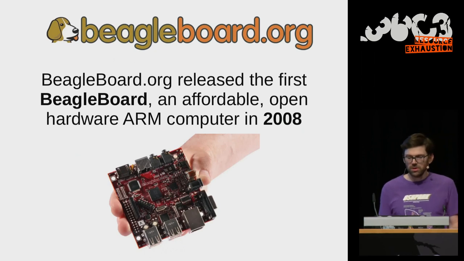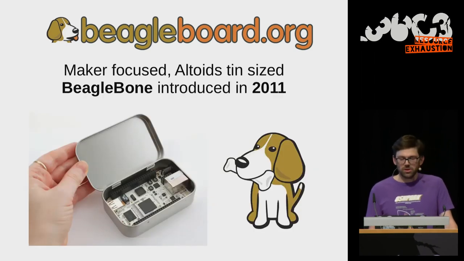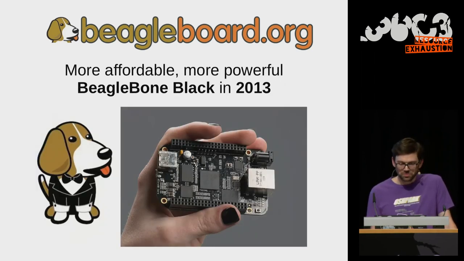This started off with the BeagleBoard back in 2008. It was the first low-cost ARM development board. Back at that time, a lot of people needed ARM hardware to port their free software and open source software to ARM, and the board was pretty popular for that. We followed it up with a littler board called the BeagleBone, which fits into an Altoids tin, if you've seen those mint tins.